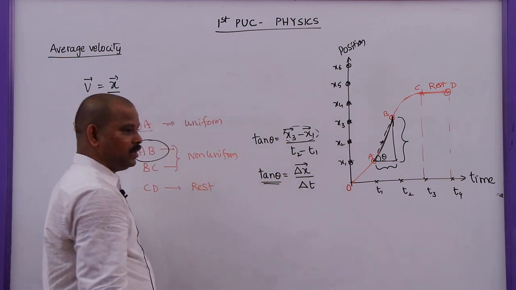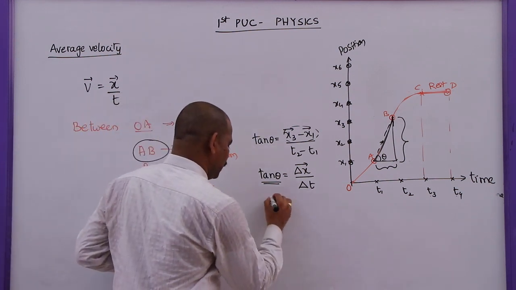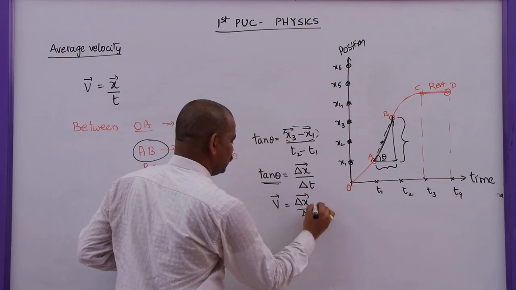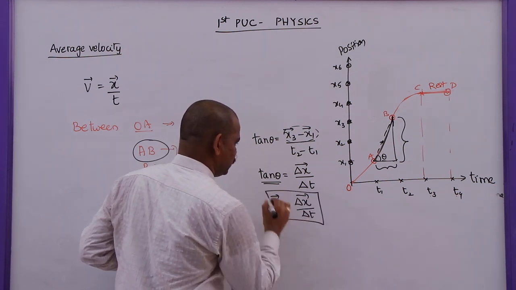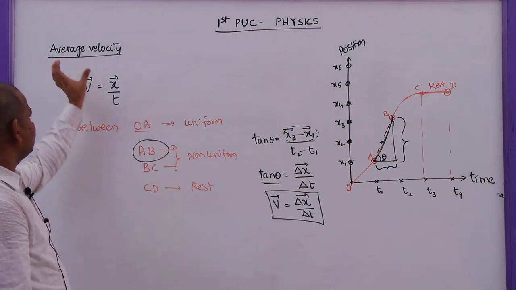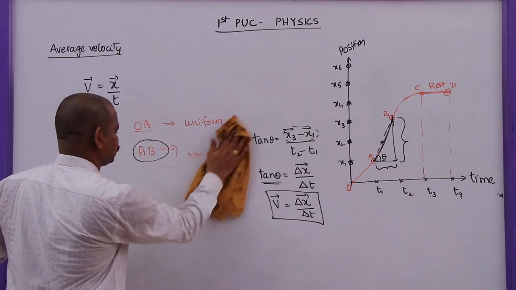So the angle made by the position-time graph with the x-axis always gives the velocity. So v bar is equal to delta x by delta t, that is delta x bar by delta t. So this is the method of finding velocity. But what is this average velocity? Let me explain with one more example here.